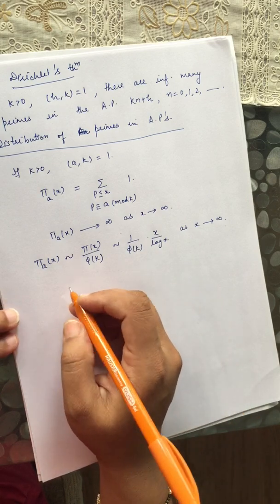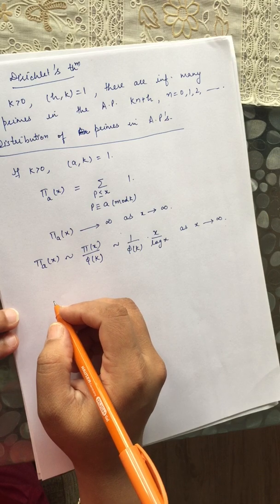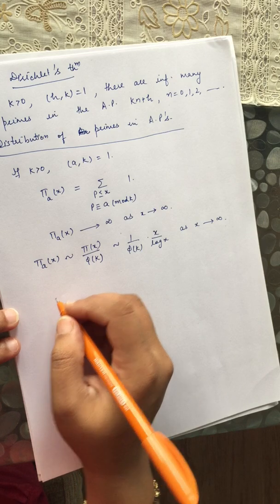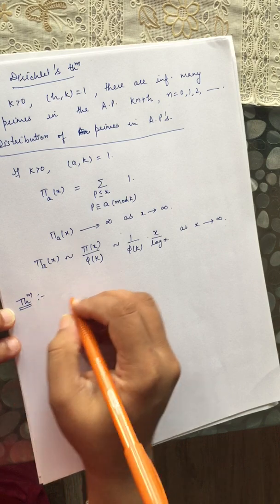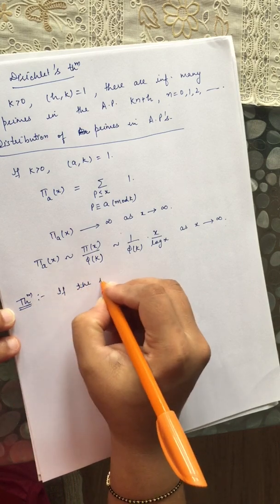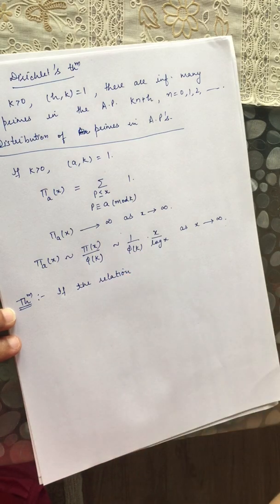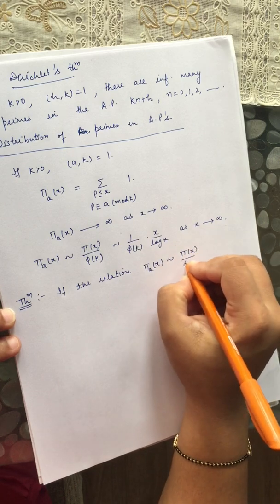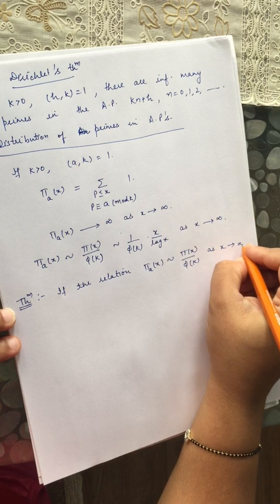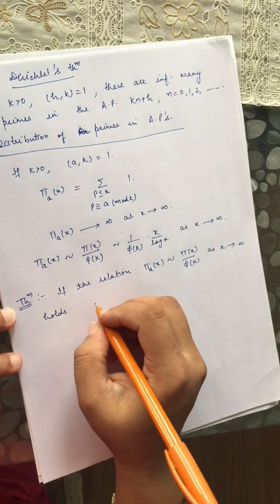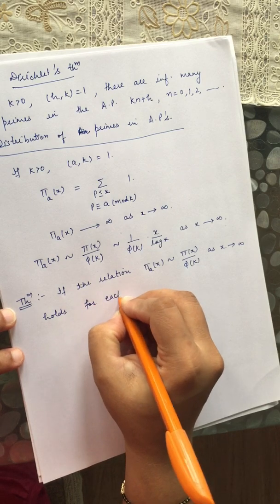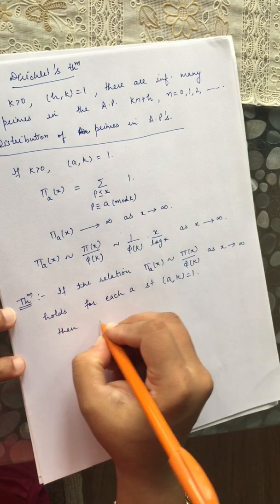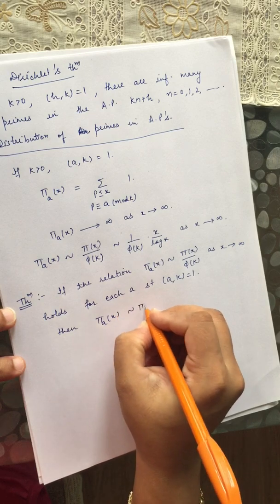And now we have this theorem. If the relation pi_a(x) is asymptotic to pi(x) upon phi(k) as x tends to infinity holds for every integer a such that a and k are co-prime to each other, then pi_a is asymptotic to pi_b.